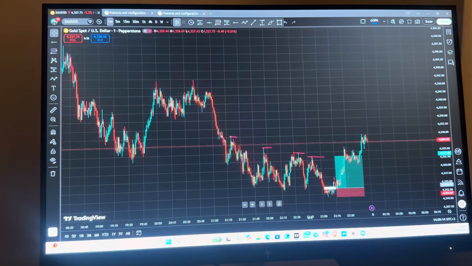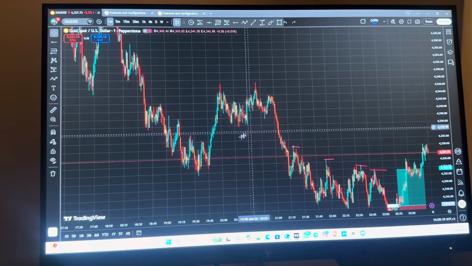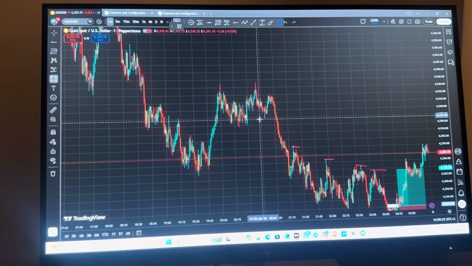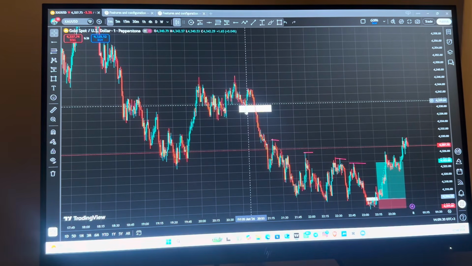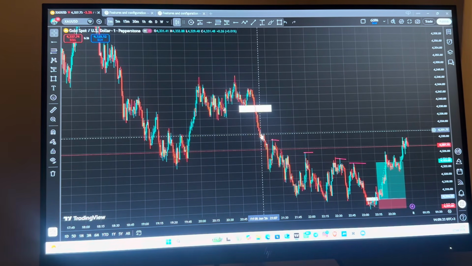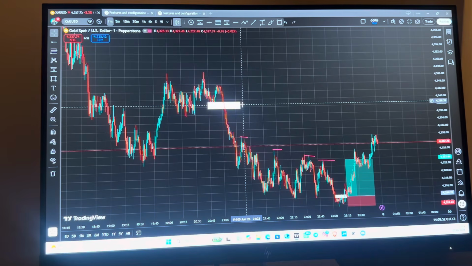Let me look for another entry. For example, here, as you can see, your market was in a bullish movement. Here we had our higher low. You see, your market broke your higher low, but there was no retest. You need to understand, when your market breaks your support or your resistance, your market must come to do a retest for you to get a confirmation.